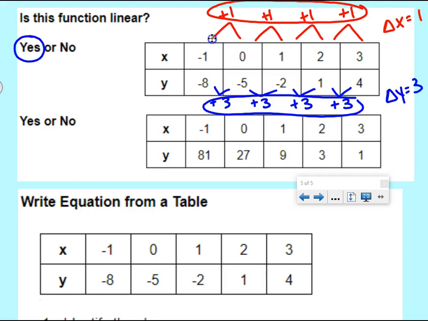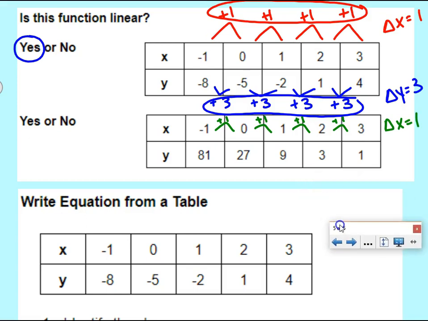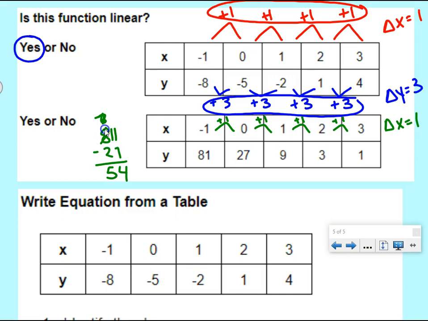For our next one, if we look, to get from -1 to 0, we add 1. 0 to 1, 1 to 2, we have that constant change in our x. Our change in x is 1. But now, if we look at our change in y's, to get from 81 to 27, well, 81 minus 27 would be 54, so we would subtract 54. To get from 27 to 9, we'd subtract 18. 9 to 3 would be subtract 6, subtract 2. So this is not constant. You see how we're not subtracting the same thing each time? So no, this would not be linear.